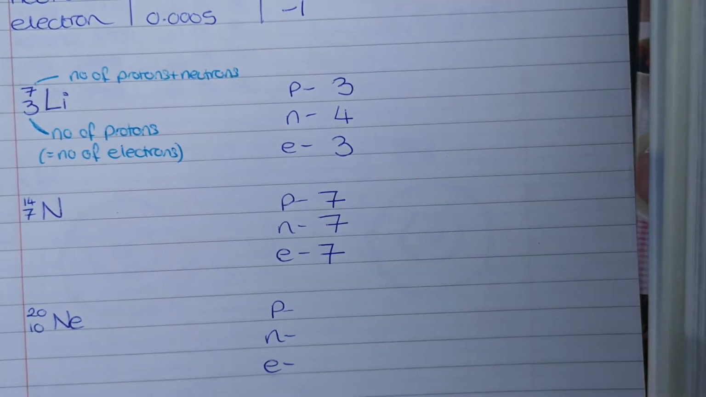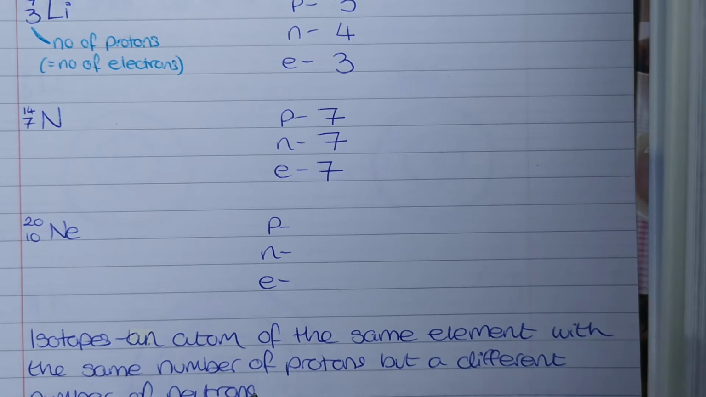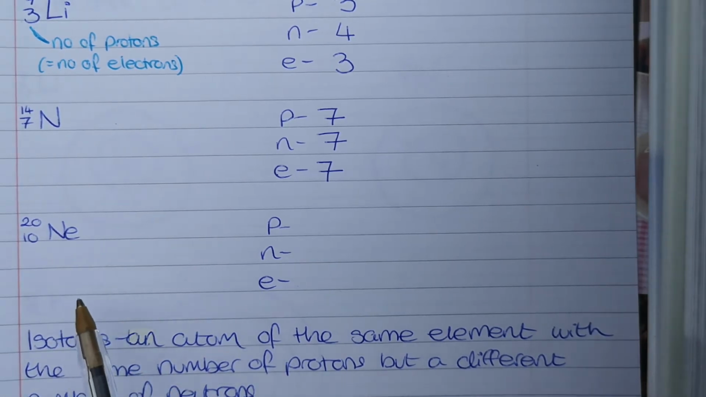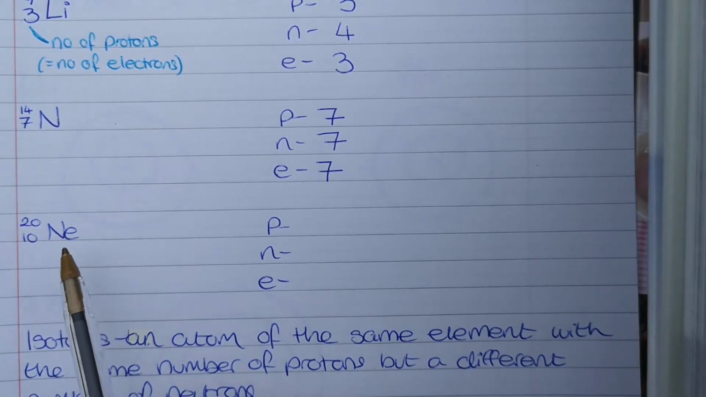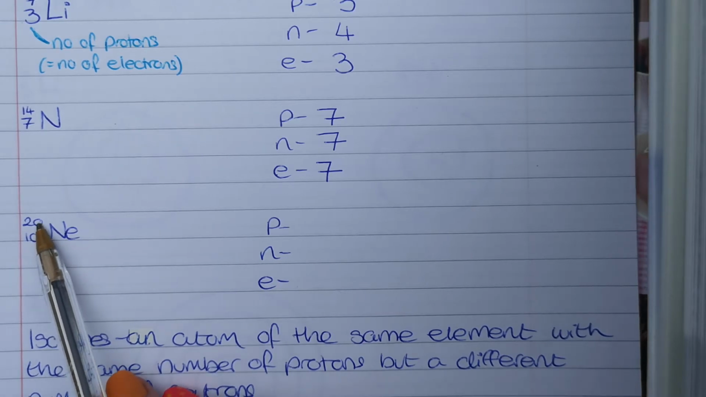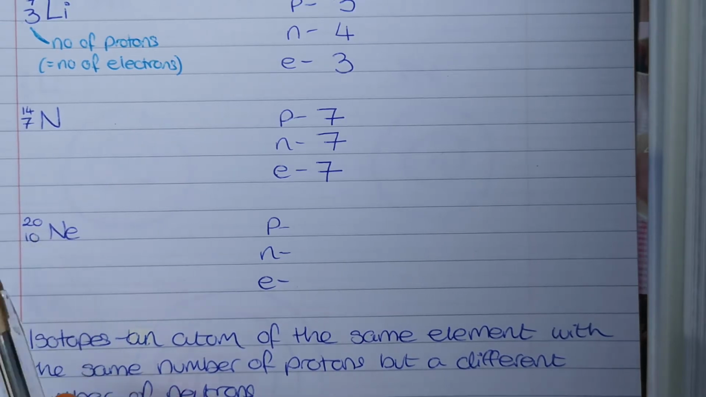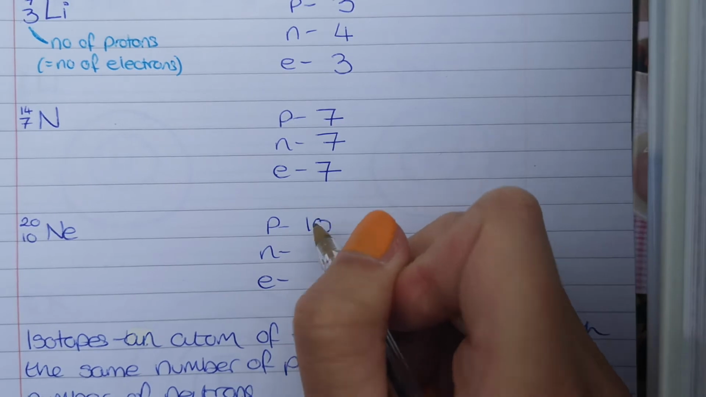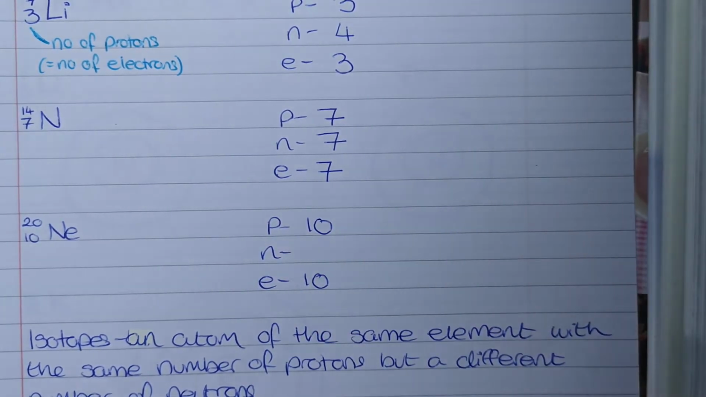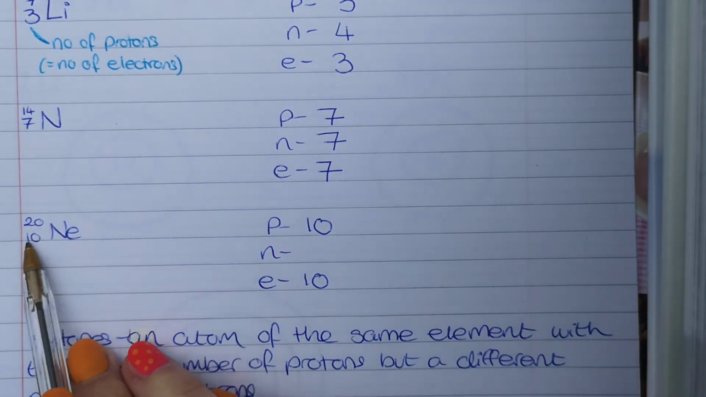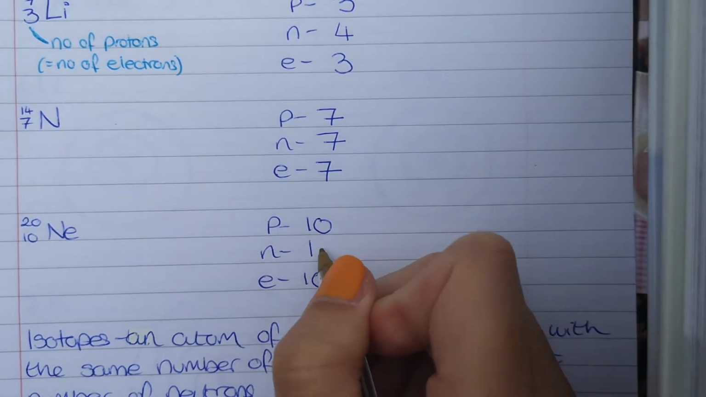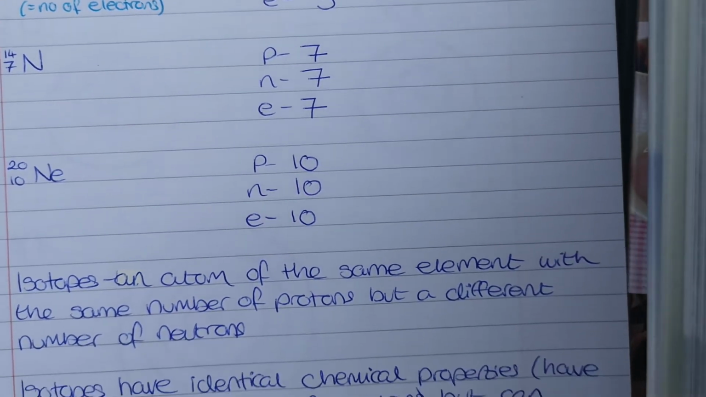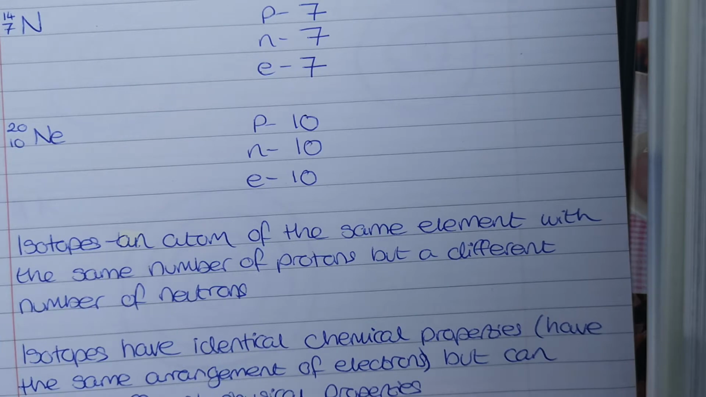case 7. Our last example for this is neon, which is one of the noble gases. It's in group 8, or sometimes you'll hear it called group 0. We've got a 20 and a 10. So the 10 is our atomic number. So we've got 10 protons and 10 electrons. And then 20 take away 10 will give us the number of neutrons. So that is 10.